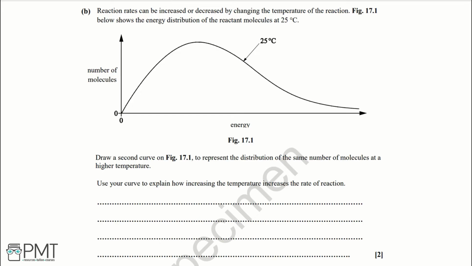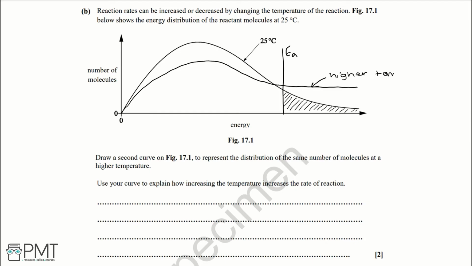So the new line for a higher temperature is going to be a lower peak, and it's going to tail off earlier. And then we can show activation energy and shade in the fact that we've got more molecules, because here I'm shading the number of molecules with an energy above the activation energy at 25 degrees Celsius, but we can see at our higher temperature that we've got a lot more molecules with an energy higher than the activation energy, which is what we can write about explaining how increasing the temperature increases the rate of reaction.